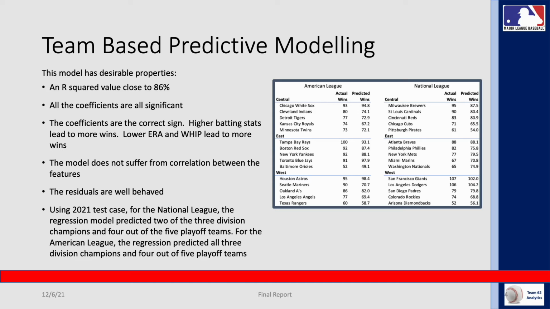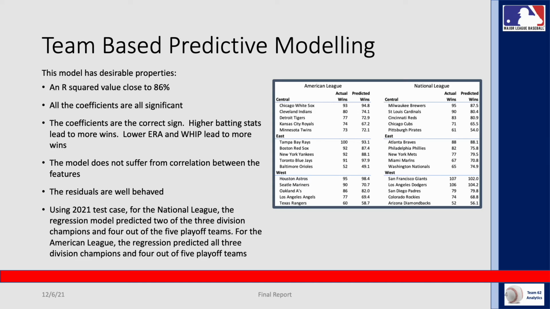On the American side, we got all 3 division champions and 4 out of 5 of the playoff teams. And you can sort of see to the right, sometimes the model over-predicted a bit, sometimes it under-predicted a bit, but it really preserved that rank ordering of teams, which is important for the GM, because what we're trying to say is how is this team going to fit in relative to the rest of the league? And we find that the model does a nice job of preserving those rankings.